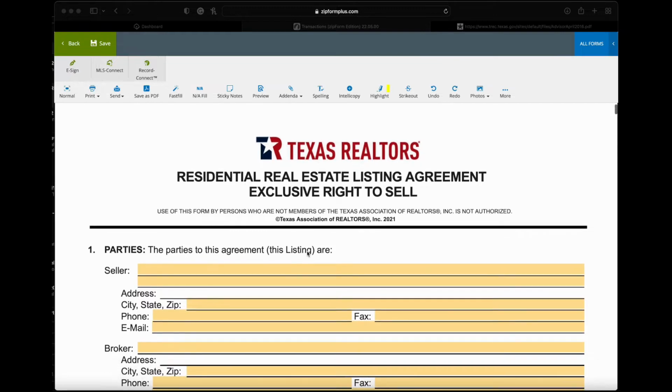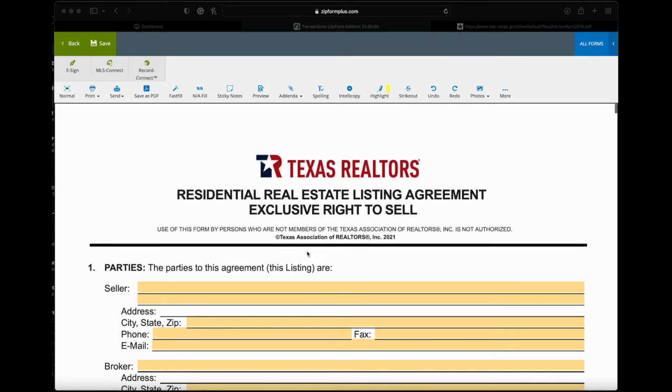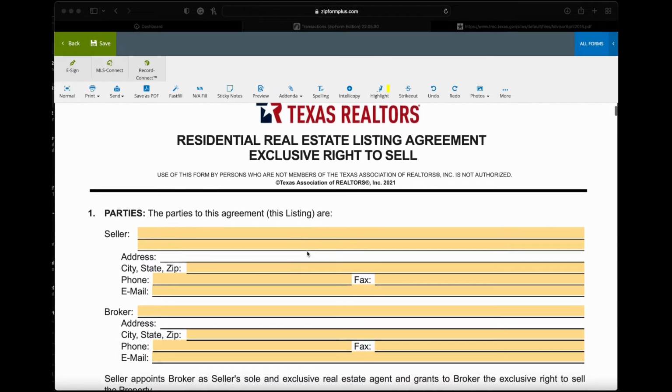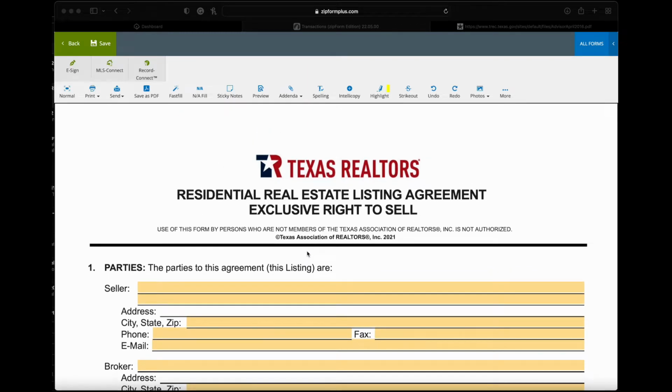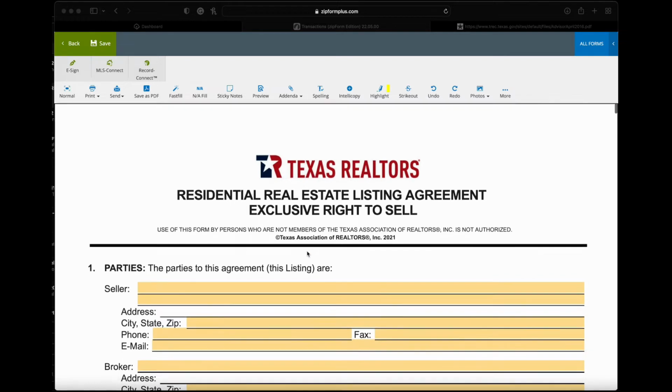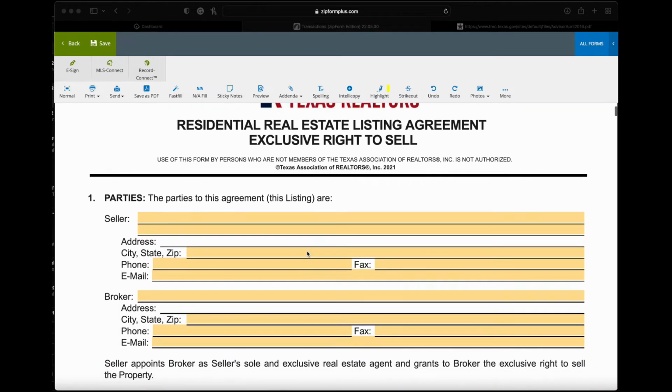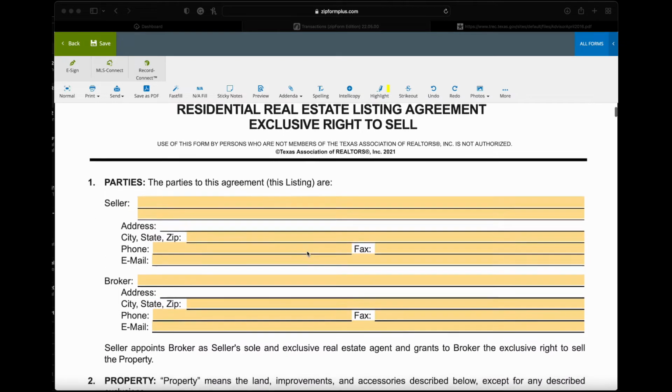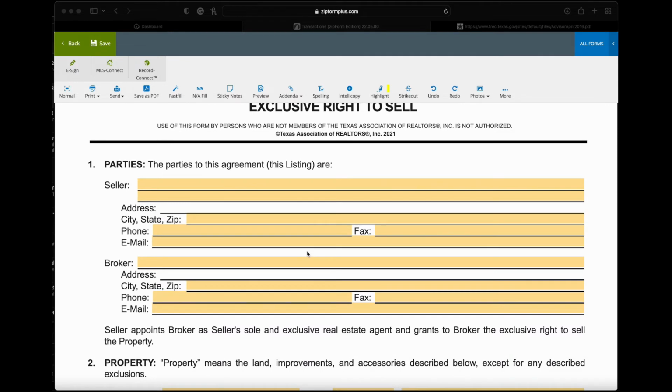In this video, this is going to be about the listing agreement. As you know, whenever you're going to get a listing, you do need to have this listing agreement in place. I'm going to go over this form and explain to you the sections and how to properly fill it out.